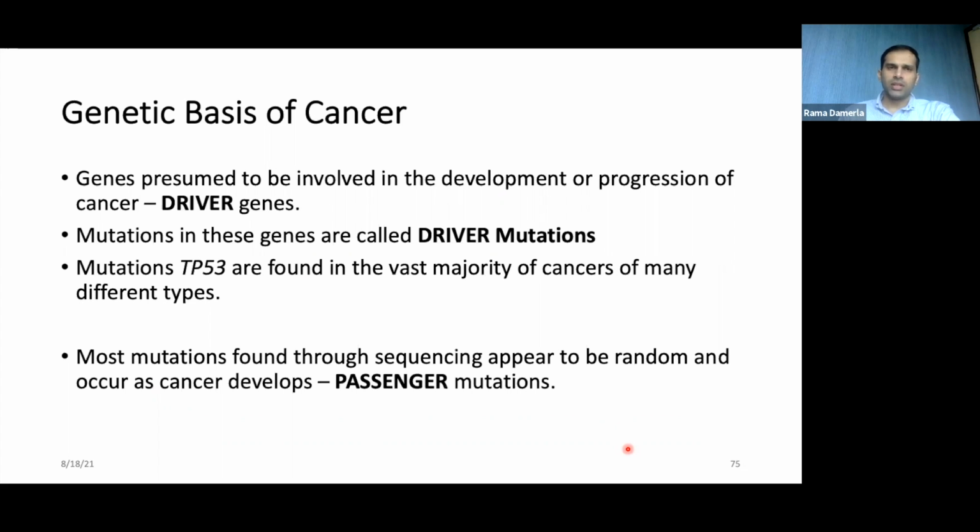So there are different kinds of mutations that occur in cancers. One is the driver mutations. These are mutations that occur in genes that are involved in development and progression of cancers. These genes are called driver genes, and these mutations are called driver mutations. One of the most commonly mutated genes is the P53 gene, or TP53, which is mutated in a vast majority of cancers of different types. And then most mutations, found through sequencing, appear to be random, or arise as the cancer develops. These are called passenger mutations.